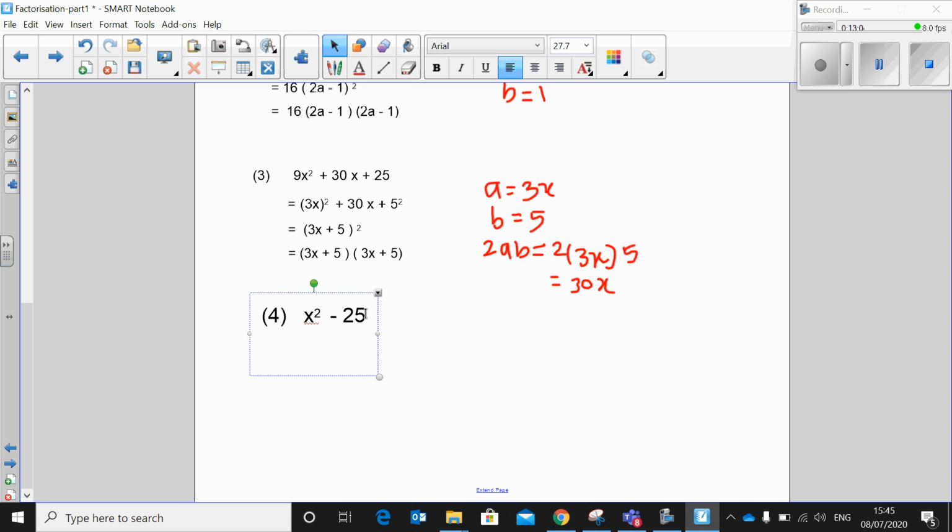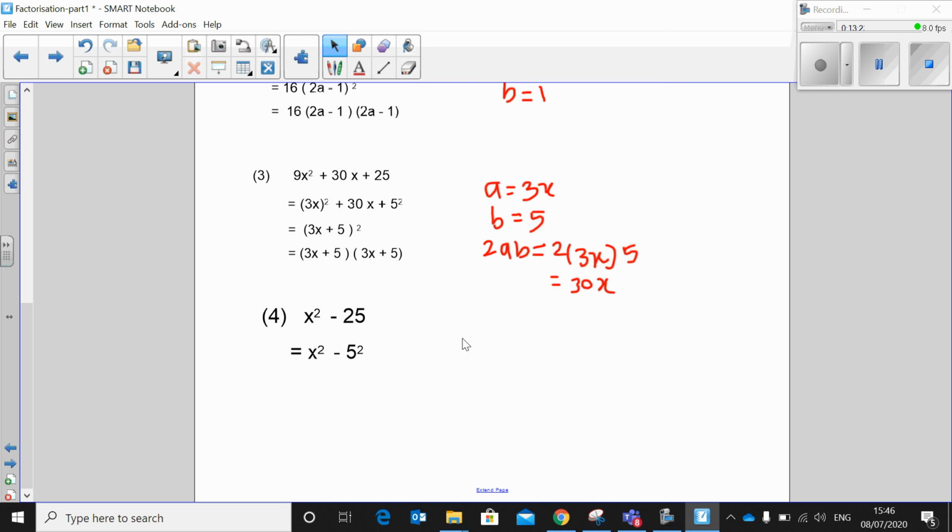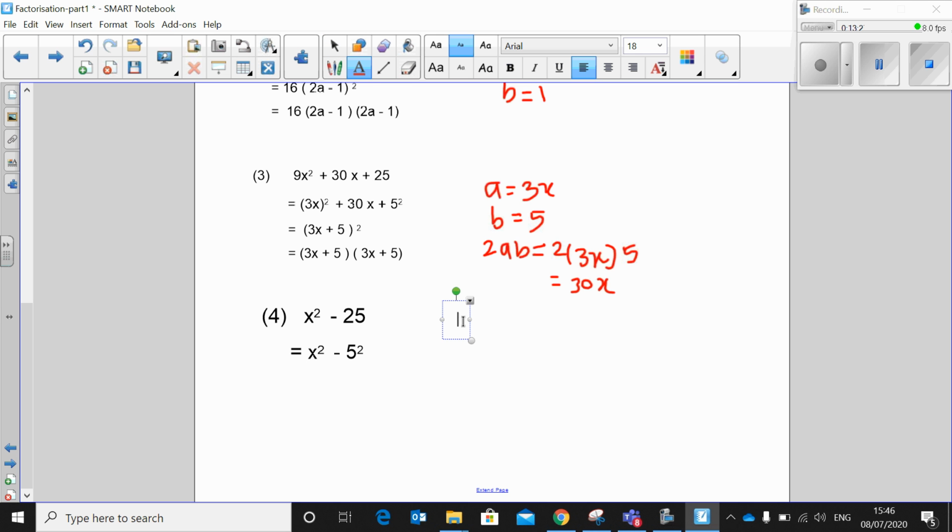Let us think, x square. Yes, correct, x square is a perfect square number as we know. What about 25? Yes, obviously 25 is nothing but 5 square. It is also a perfect square number. So we got x square minus 5 square. So what is a square minus b square? What is a here? a is equal to x, and b is equal to 5.